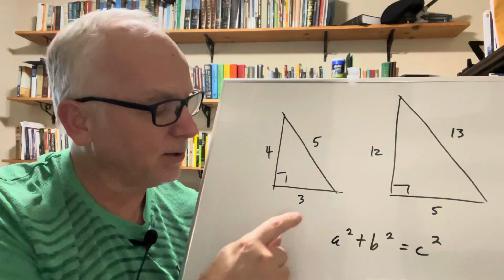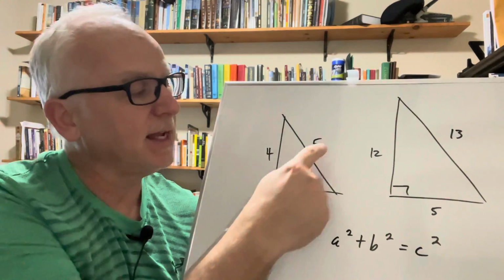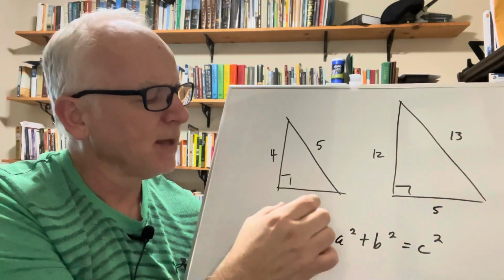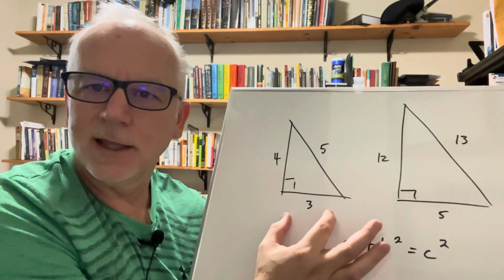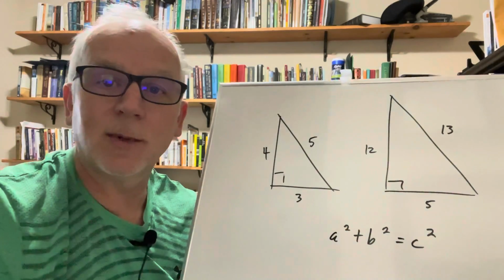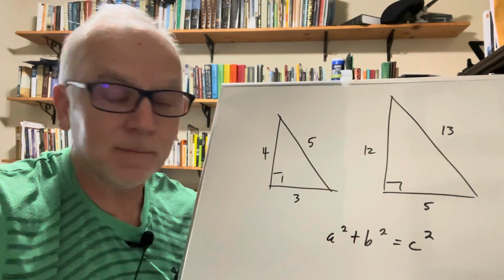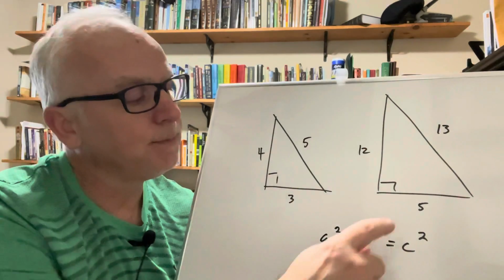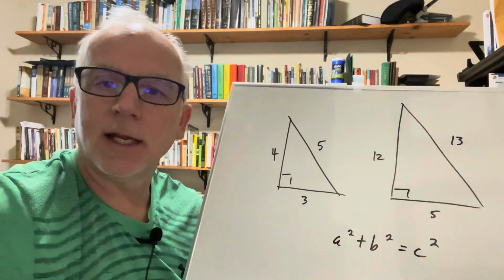For right triangles, 3, 4, and 5. So if they gave you 5 and they gave you 4, you shouldn't have to calculate this one. You should know it's 3, because a 3, 4, 5 right triangle is the most famous right triangle ever. And second to it is the 5, 12, 13.